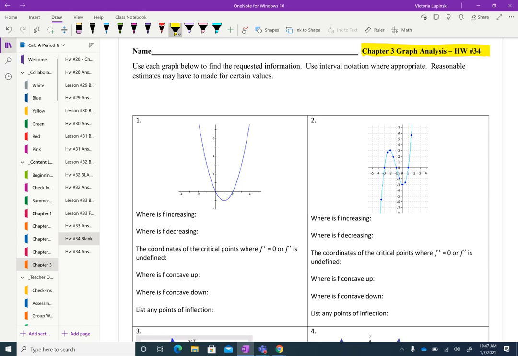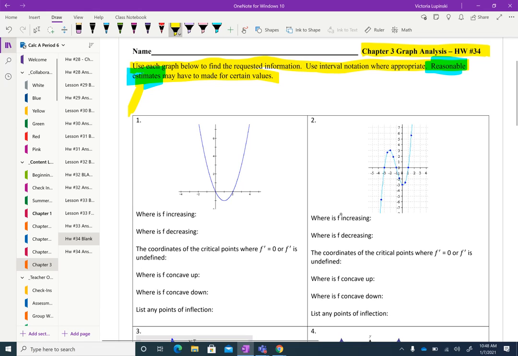So at the top, I know there's not a ton of white space, but there are a couple of hints I want you to write. In this white space here, you should try to write down everything that I write down. I'm just going to pop out to the side. Take a look at what it's saying. It's saying use each graph to find the requested information, use interval notation where possible, and reasonable estimates may have to be made. So not every graph is going to have perfect integer points, so you're going to have to give a reasonable estimate. And again, if I said 2.5 and you said 2.75, because you're just estimating from the graph, that will be fine.